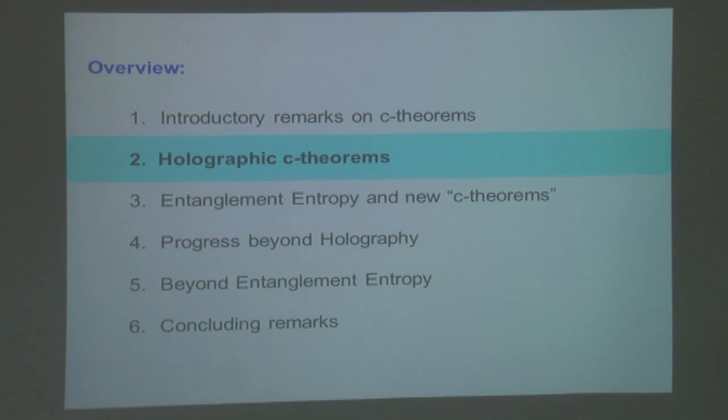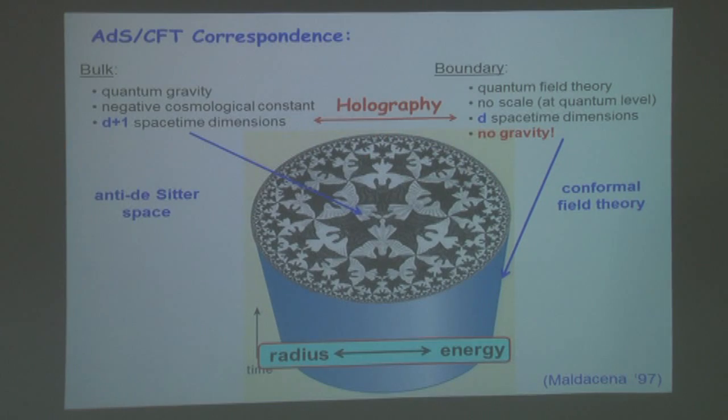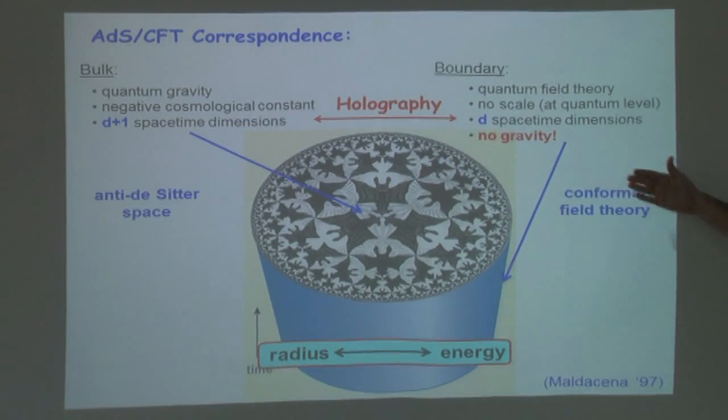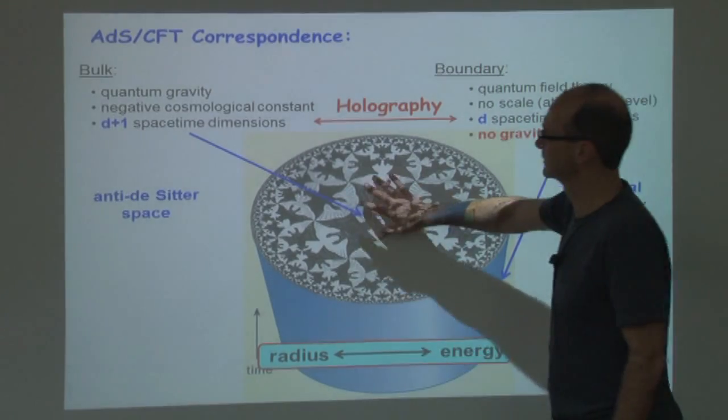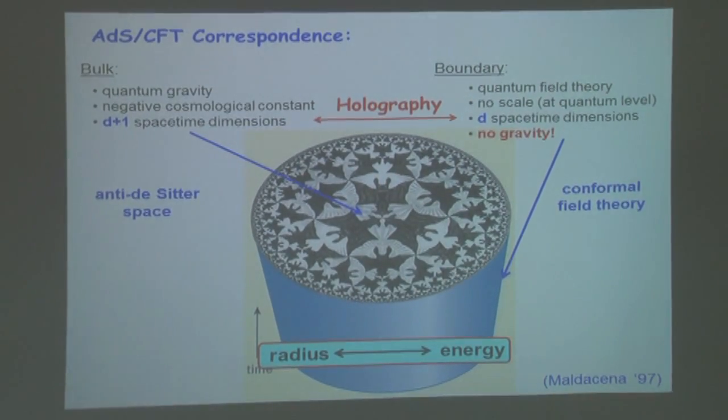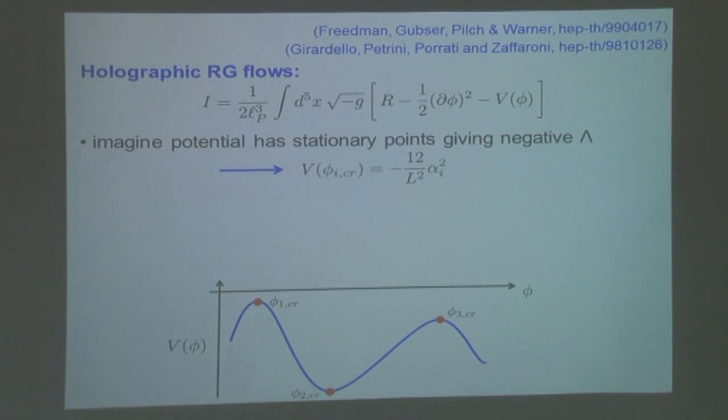Holographic C-theorem. So I just want to review some early work that goes back to, say, around 2000, and then the more recent work that I did with Aninda. Here again, the playground is the AdS/CFT correspondence. I've got a boundary conformal field theory and some kind of gravity theory in the bulk, and those are 2 different descriptions of the same physical phenomena.